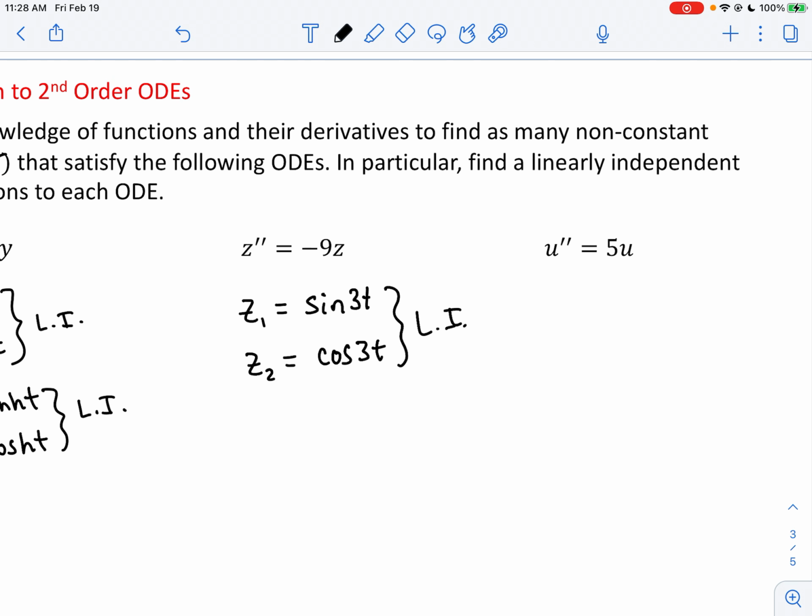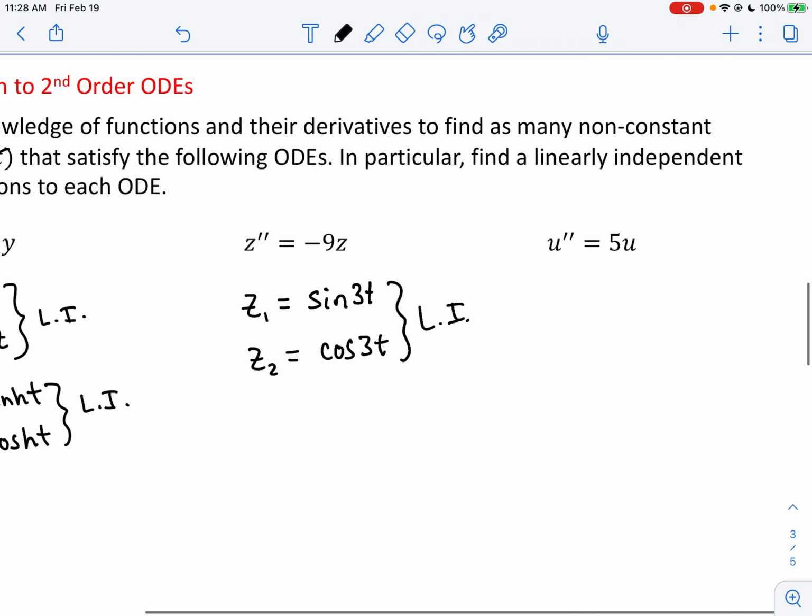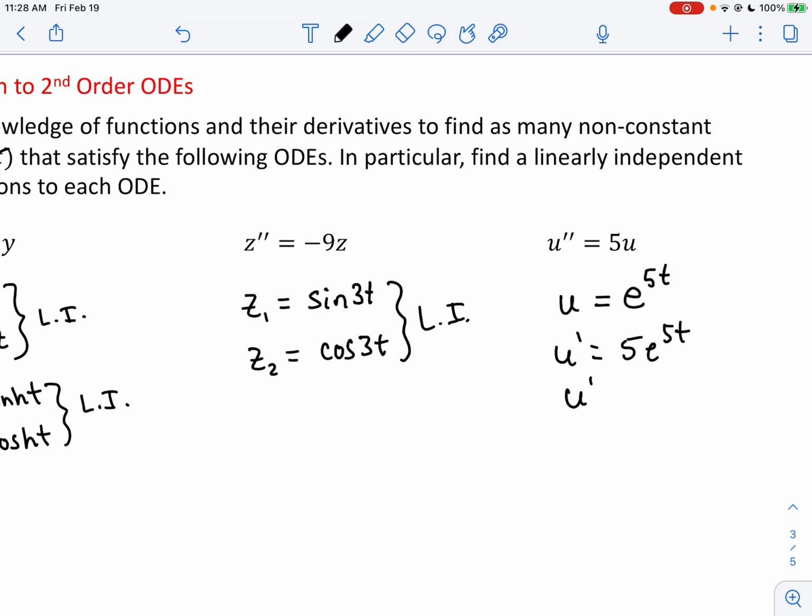u double prime equals 5u. This time no negative, it looks a lot like this one here, except there's no negative here. So I think our exponential helped us with this one. So if I say u is equal to e to the, if I put a 5t there, then u prime will be 5e to the 5t. And u double prime will be 25e to the 5t. That's not what I want. I want u double prime to be 5 times the original. This is u double prime is 25 times the original.